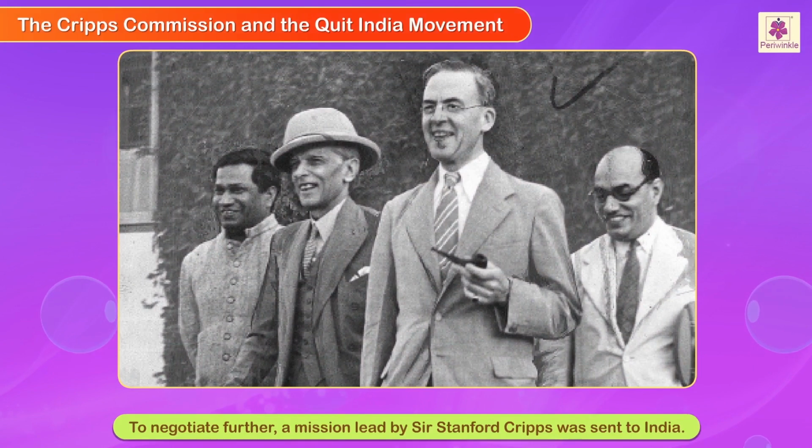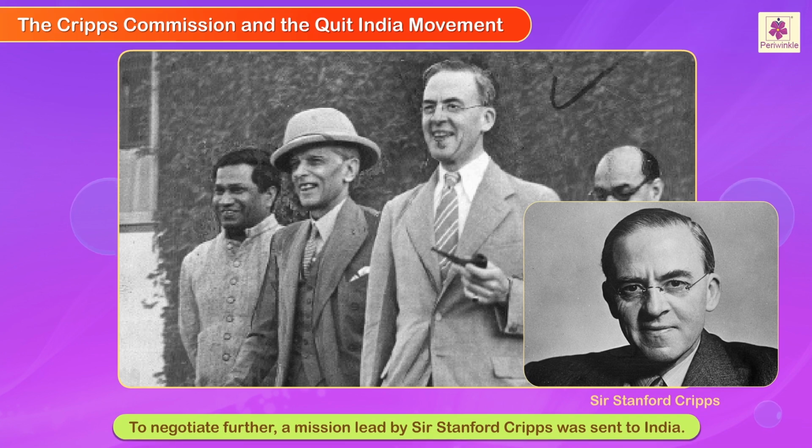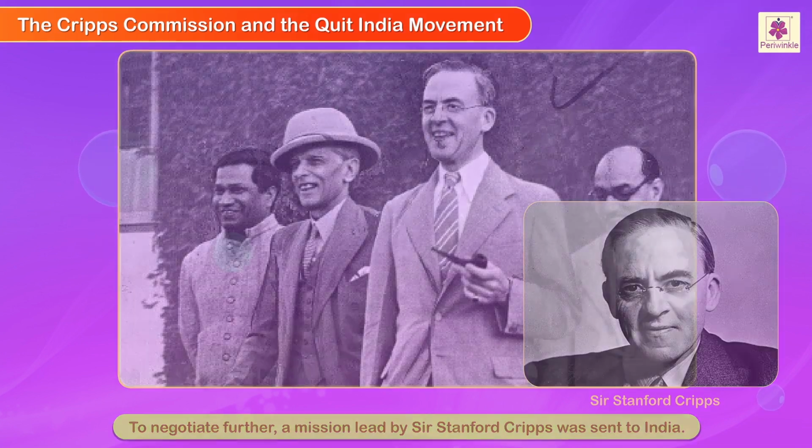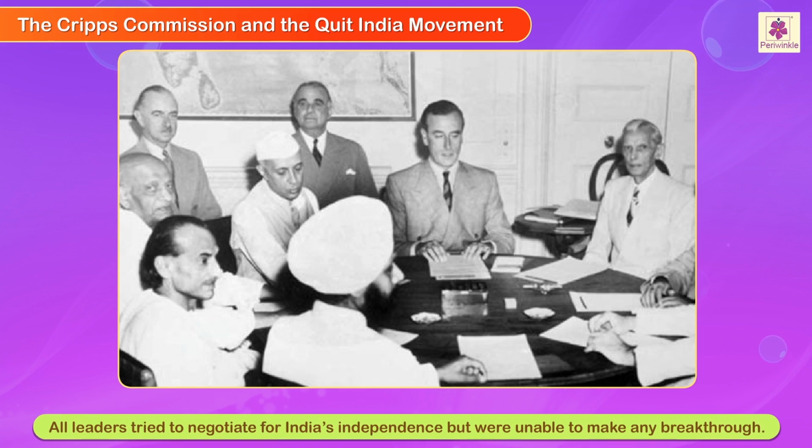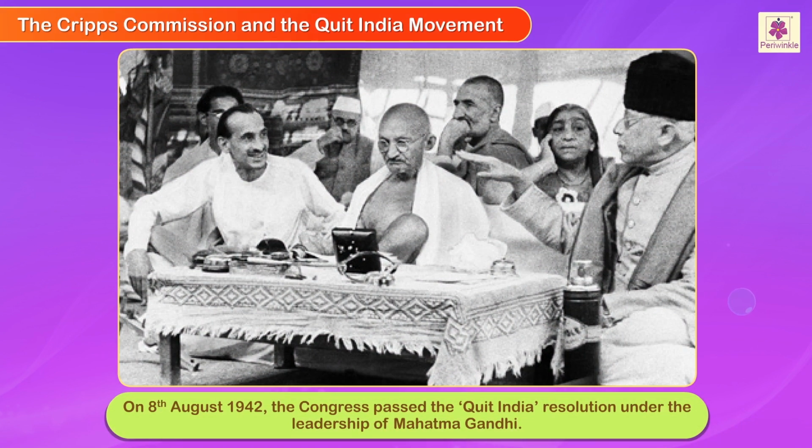As a means to negotiate further, a mission led by Sir Stanford Cripps was sent to India. The Cripps mission was unsuccessful. All leaders tried to negotiate for India's independence, but were unable to make any breakthrough. On 8th August 1942, the Congress passed the Quit India Resolution under the leadership of Mahatma Gandhi.